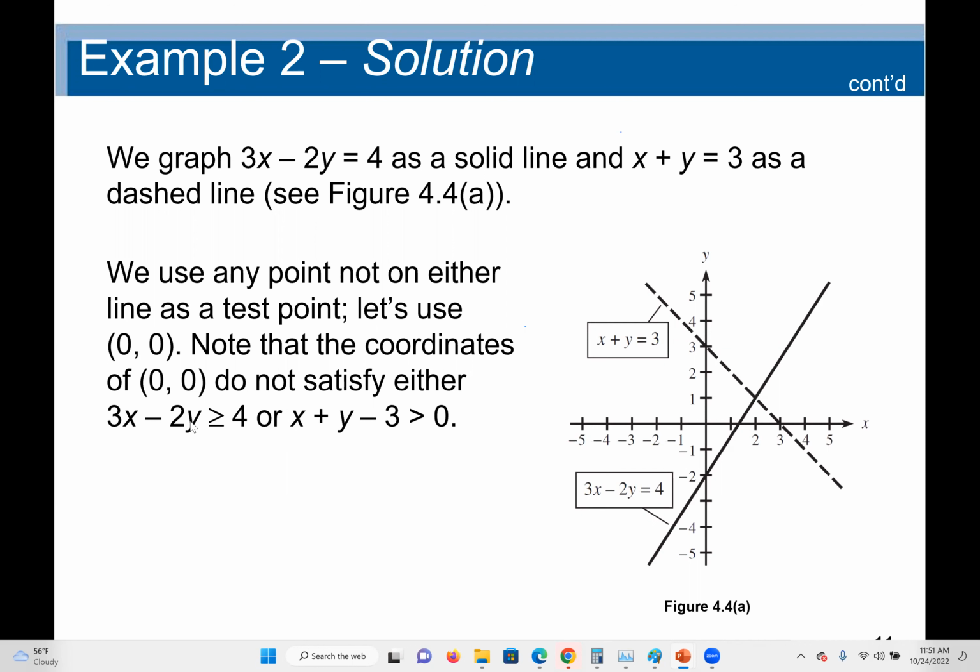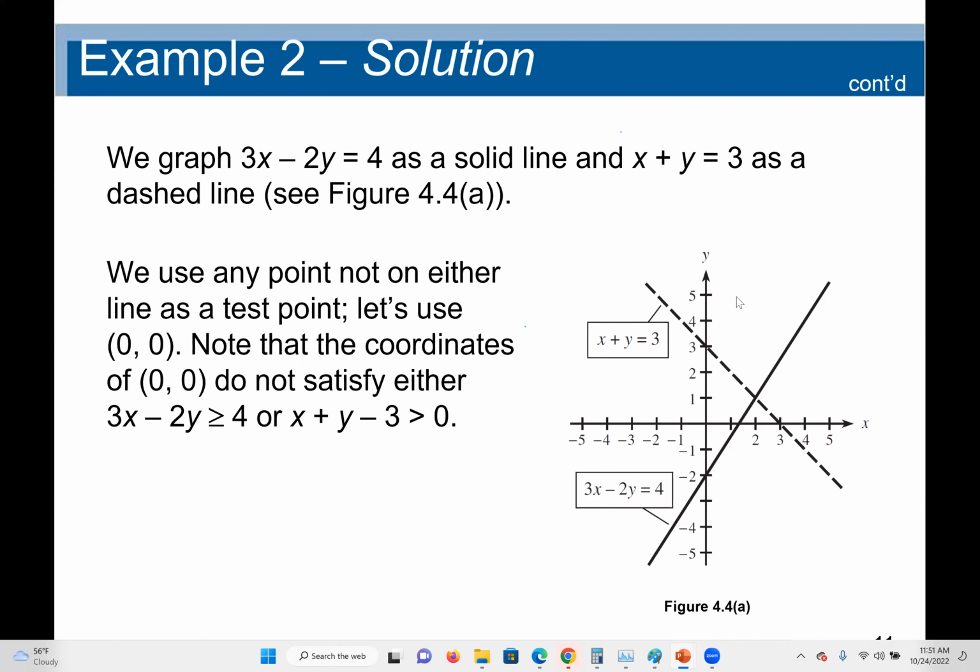X is 0, Y is 0. Is 0 greater than or equal to 4? No. Minus 3 greater than 0? No. So that means 0, 0 is not good. This gives us the idea that our solution is not here, because you see 0, 0 falls to my left where my cursor is. We know the solution is not here. Since one point didn't satisfy this, that means all the points will not satisfy it.